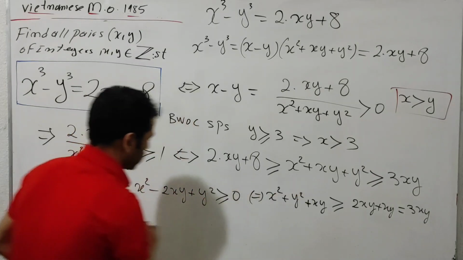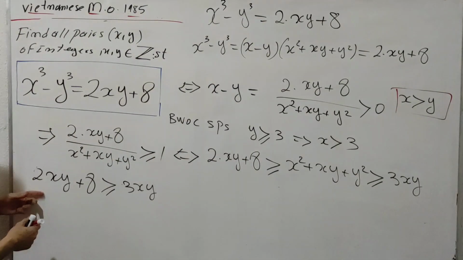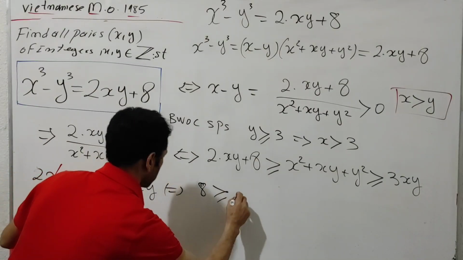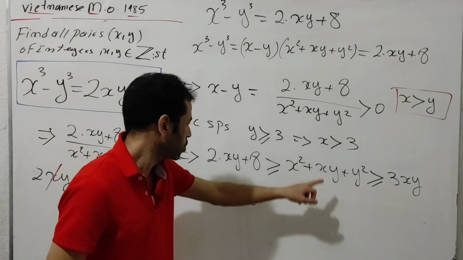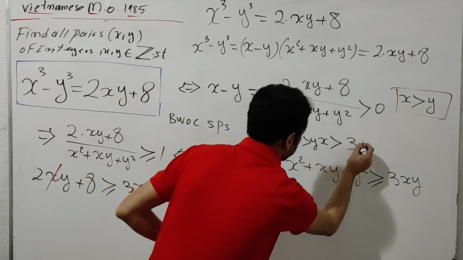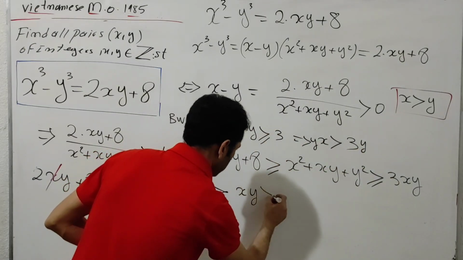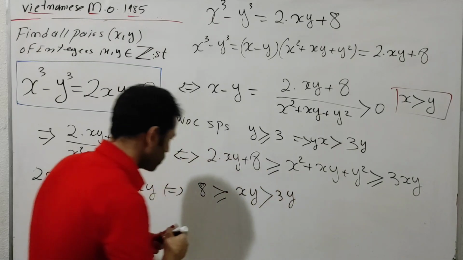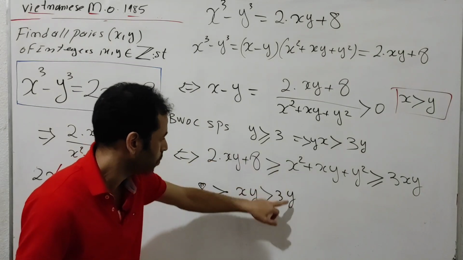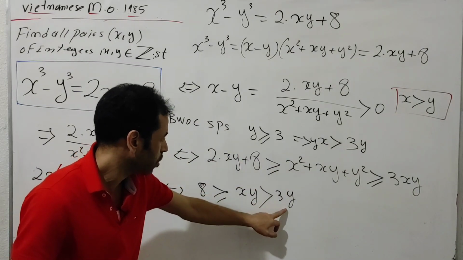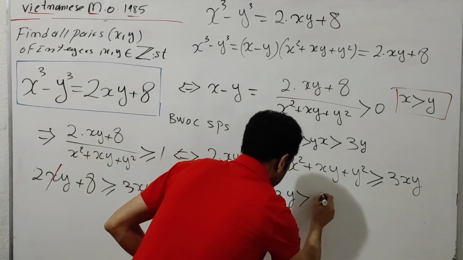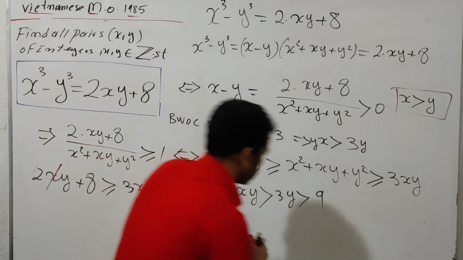So now I'm going to bring this one down here. Now I'm going to cancel out 2xy from both sides. I will have 8 is superior or equal to xy. Since we have x is strictly superior than 3, I'm going to multiply both sides by y, okay? That means this term is strictly superior than 3y. Since y is superior or equal to 3, it will have a contradiction, because if you replace y with number 3, it's giving you 8 is strictly superior than 9, which is a contradiction.